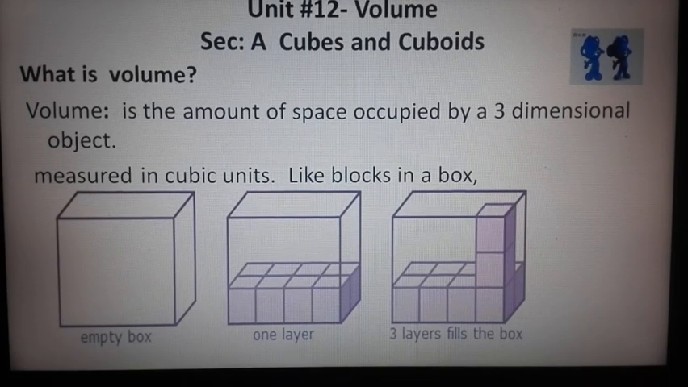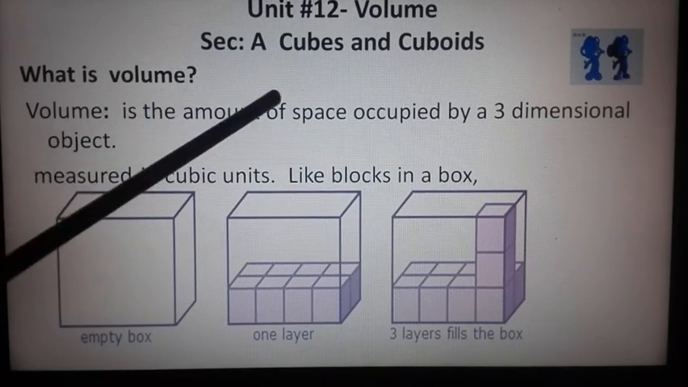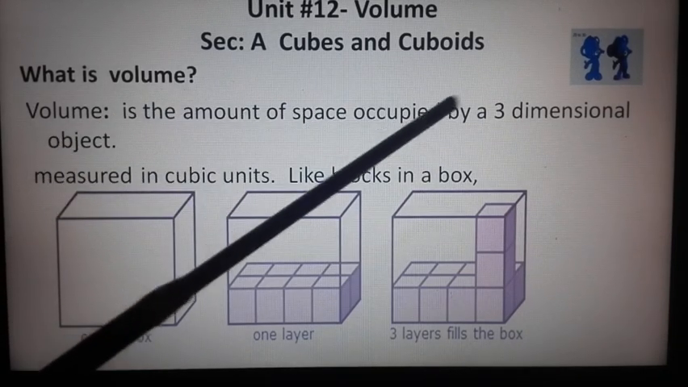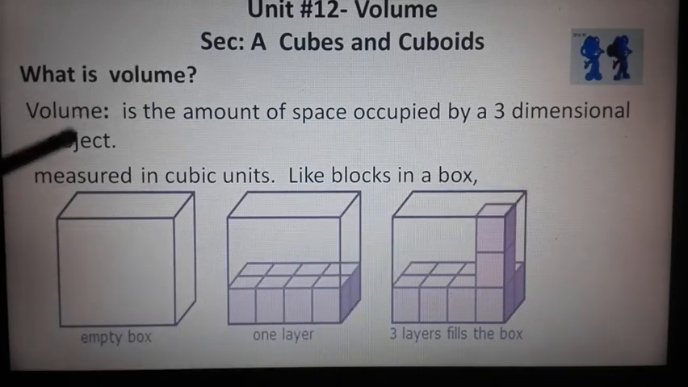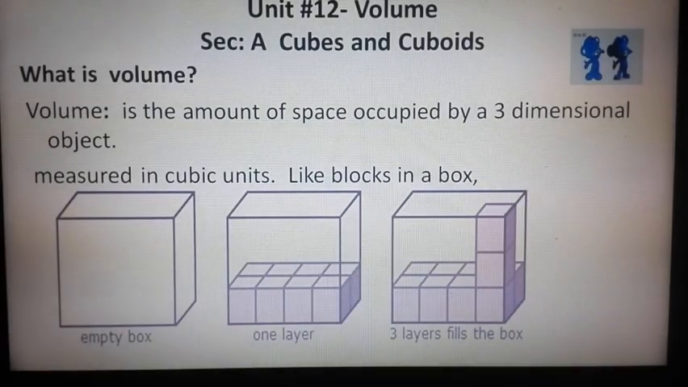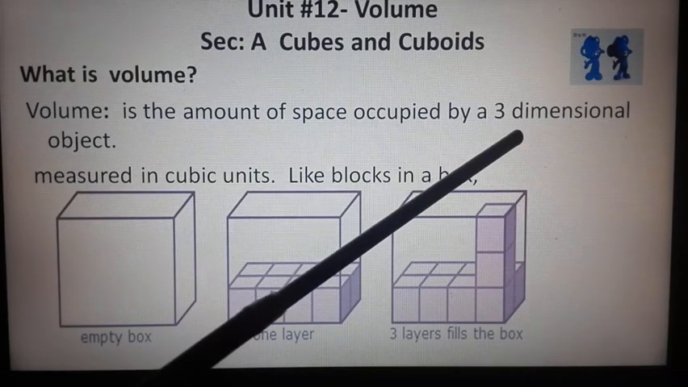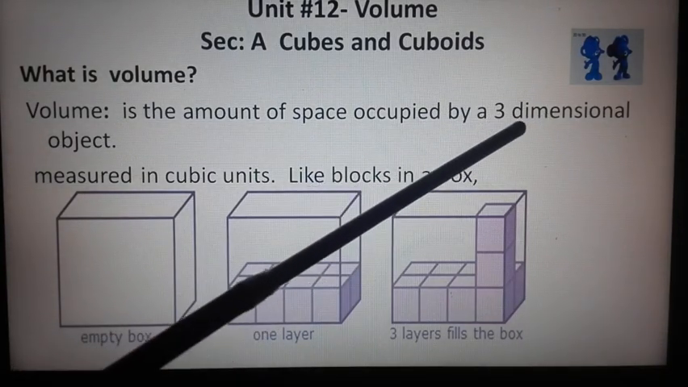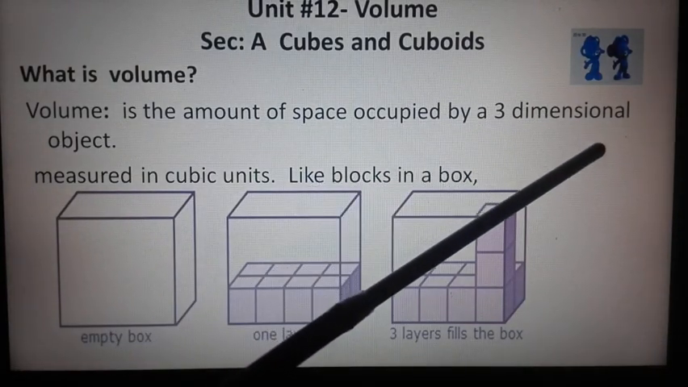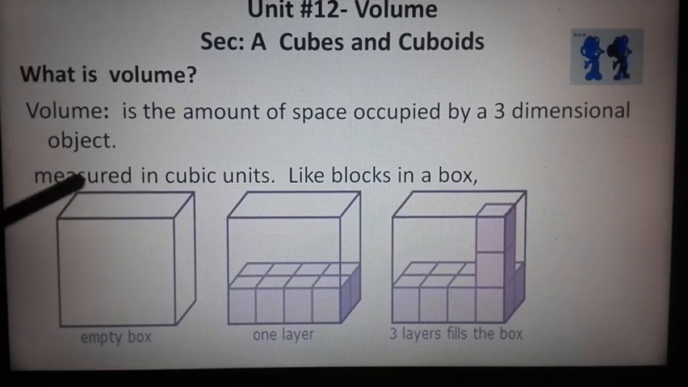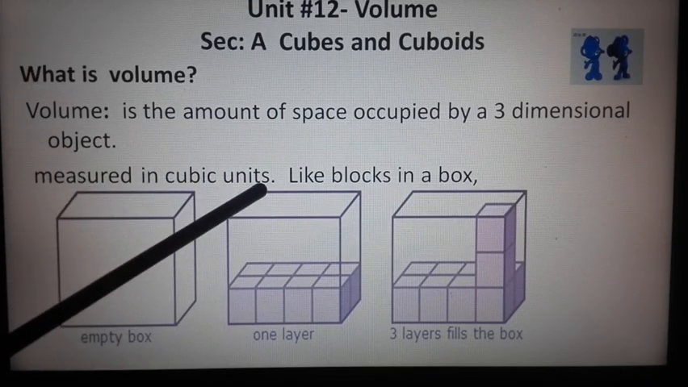I know most of you know about cubes and cuboids, but here it is connected with volume. What is volume? Volume is the amount of space occupied by a three-dimensional object. Maybe you heard about 3D movies and all. That is a three-dimensional object. And volume is measured in cubic units.